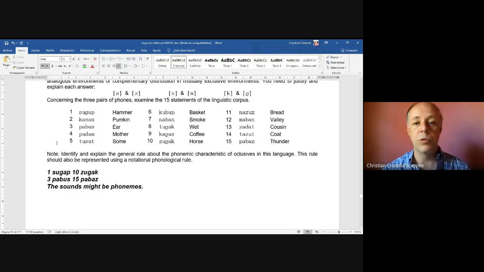Now we're going to look for N and M. And again, we go to the first step. First step, look for minimal pairs. Is there a minimal pair? Yes. Okay, wait, my computer is thinking. Okay, number, which number is it?